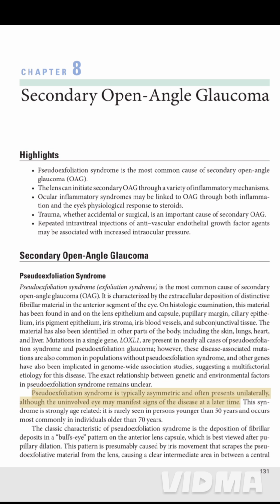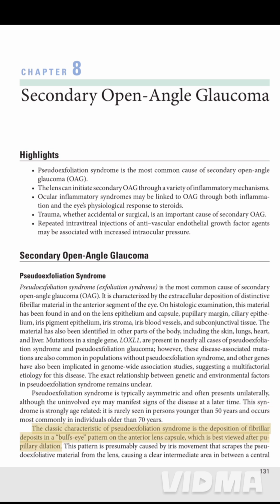Pseudoexfoliation syndrome is typically asymmetric and often presents unilaterally, although the uninvolved eye may manifest signs of the disease at a later time. This syndrome is strongly age-related. It is rarely seen in persons younger than 50 years and occurs most commonly in individuals older than 70 years.